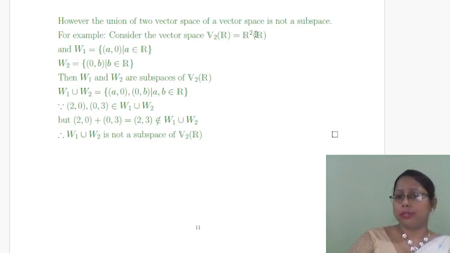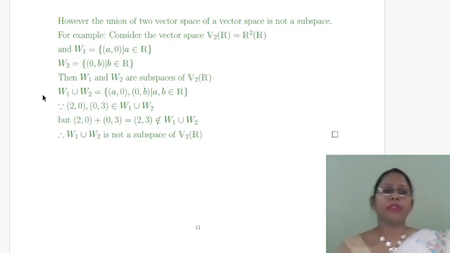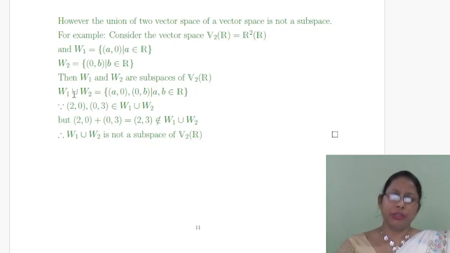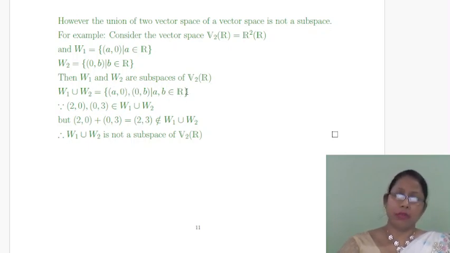R2(R), also represented by R2(R). Now consider their union. W1 union W2 will be the collection of all elements of the form (a, 0) and (0, b), where a, b belong to R. In particular, if we take two pairs, (2, 0) and (0, 3) belong to W1 union W2, then (2, 0) plus (0, 3) equals (2, 3) does not belong to W1 union W2. That is, W1 union W2 is not a subspace of the vector space R2(R).